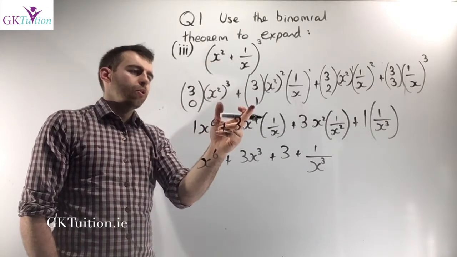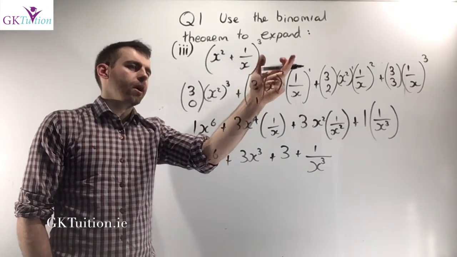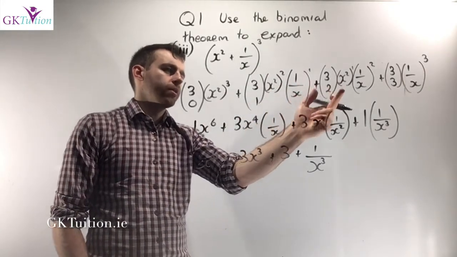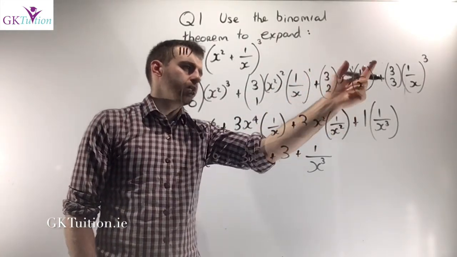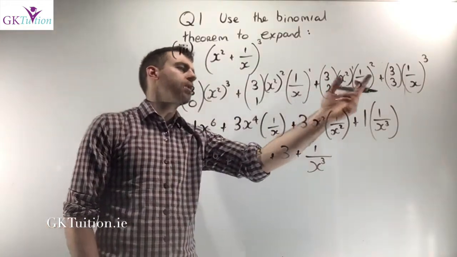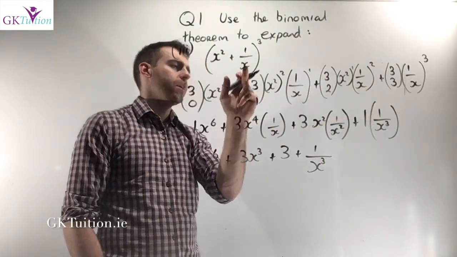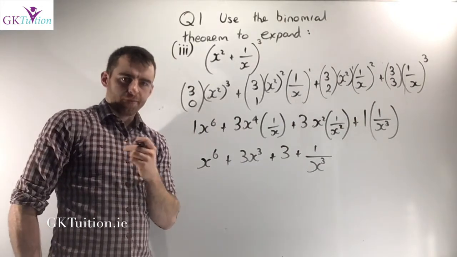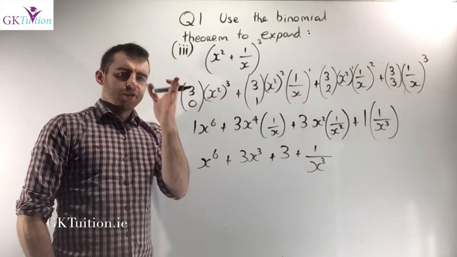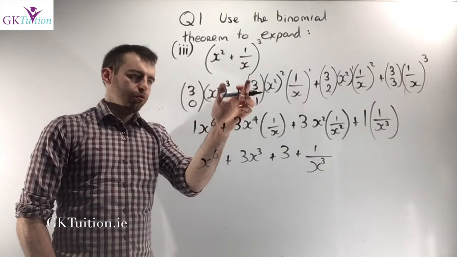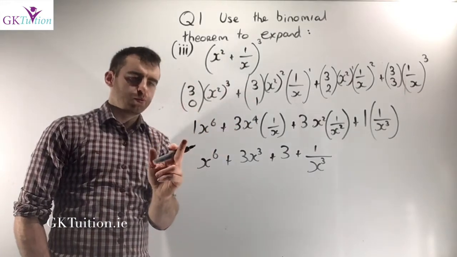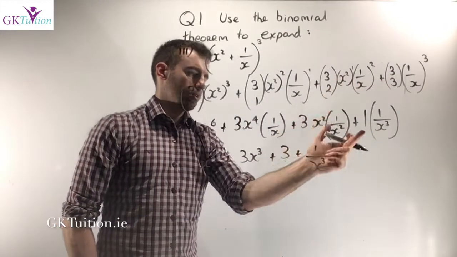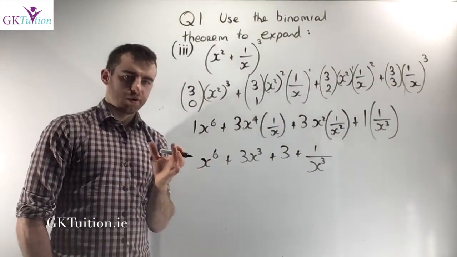Then 3 choose 1, x squared to the power of 2, and 1 over x to the power of 1. 3 choose 2, and it'll be the first term to the power of 1, and the second one to the power of 2. And the last one is 3 choose 3, and it's the last term just to the power of 3. But let's just look at what happens when we simplify this. First of all, 3 choose 0 is 1, 3 choose 1 is 3, 3 choose 2 is 3, and 3 choose 3 is 1. So they're the coefficients sorted.